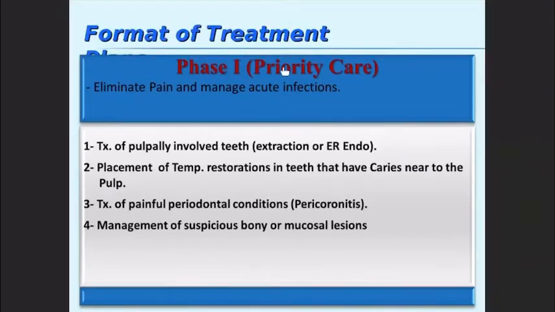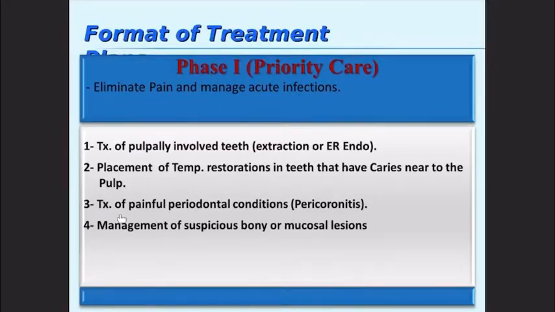Phase 1, as I told you, priority care, means you need to eliminate pain and manage acute infections. Here are a few of the examples for these. Treatment of pulpally involved teeth, that is emergency endo. Suppose you have to do an emergency procedure or extraction. This comes under priority care. Just remember, priority means very important. It means the patient has acute pain or infection. For these things, the patient needs to be treated. So this comes under the priority care.